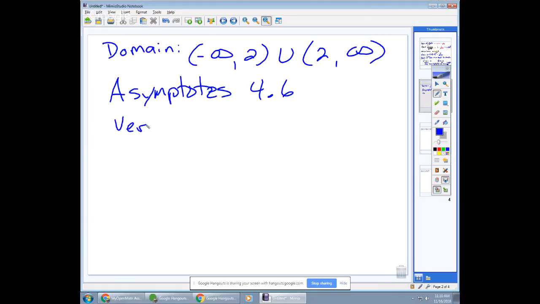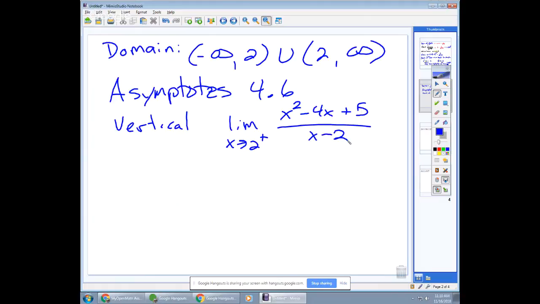Vertical asymptotes happen as x approaches some real number from the right or the left. So here, let's take a look at the limit as x approaches 2, and we'll go with the right side of our function, which is x squared minus 4x plus 5, all over x minus 2. So a problem that I have here is I can't just cheat and plug in 2, so we've got to do a numerical evaluation on this.